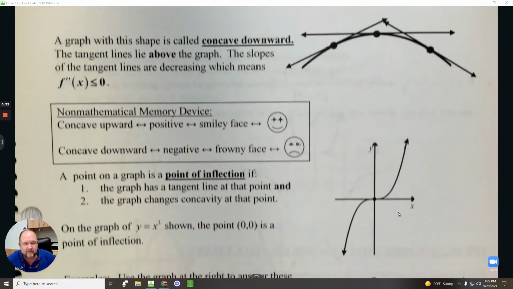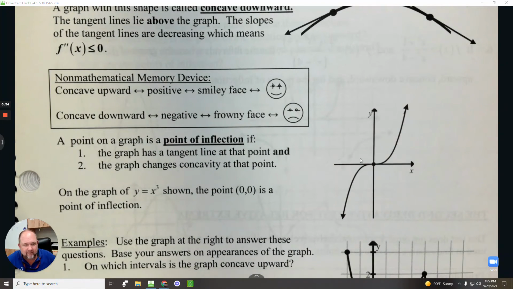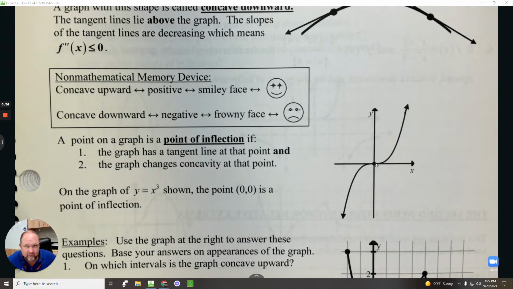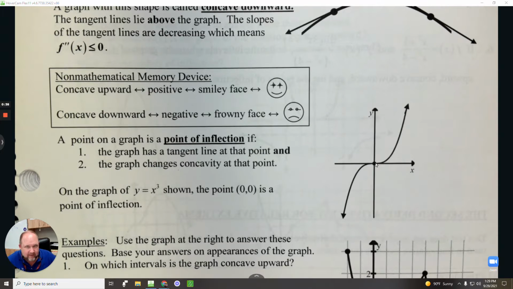When there's a point where the concavity changes, it's called the point of inflection. So not only must the concavity change at that point from concave up to concave down or vice versa, the derivative must also exist at that point. So there can't be a sharp corner or cusp and so on.